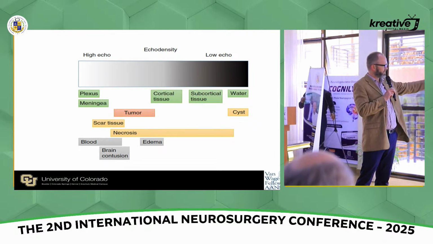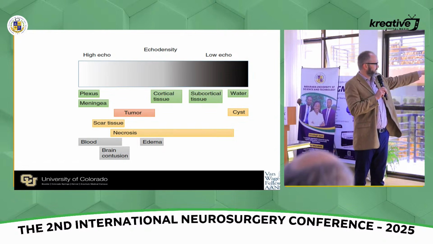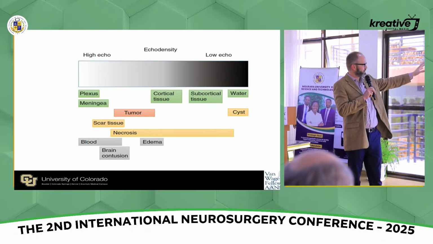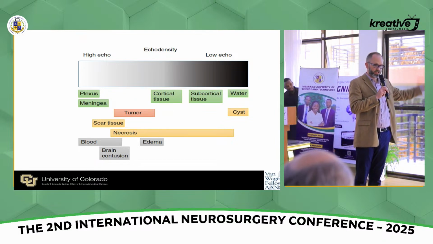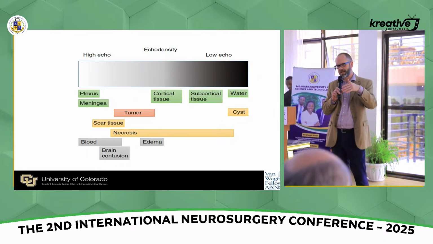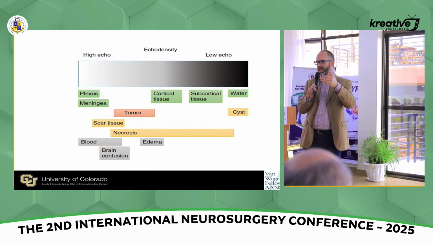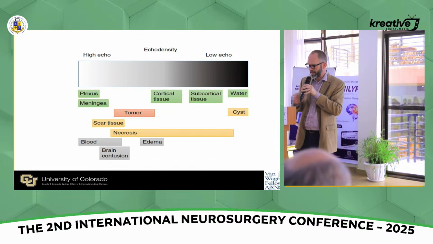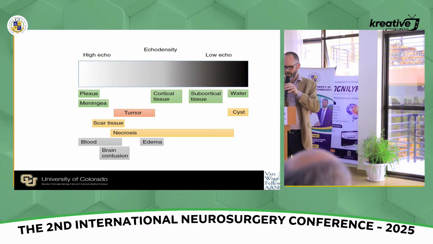Necrosis can be quite variable, and brain contusion is quite bright as well. And then calcification shows up as bright. And how you can tell something's calcified, you also get a shadow behind the calcified object.